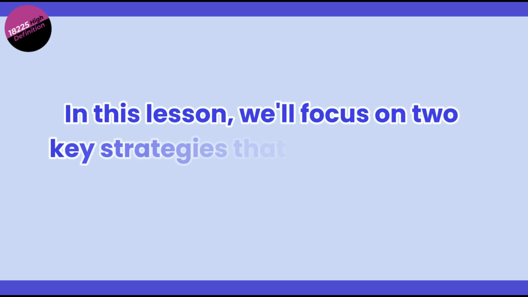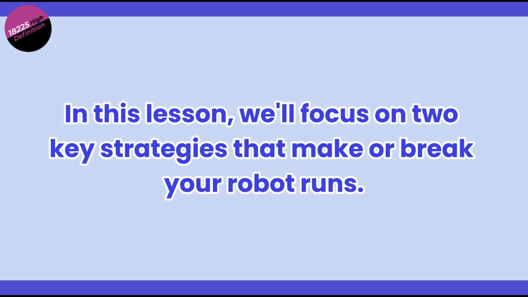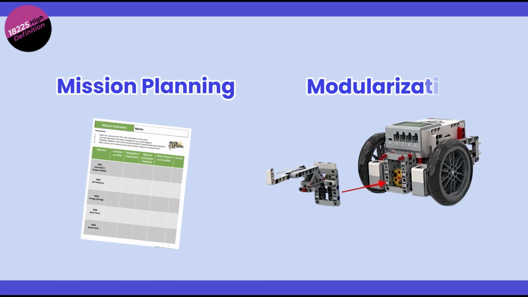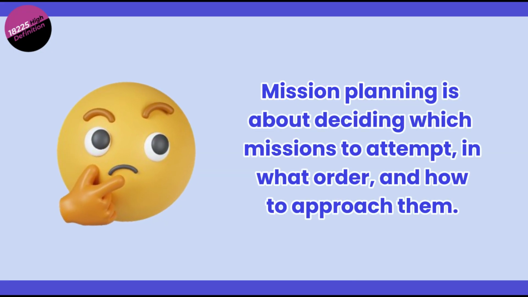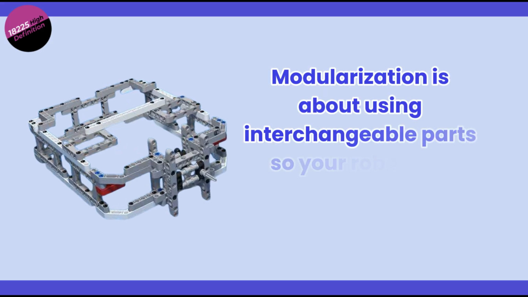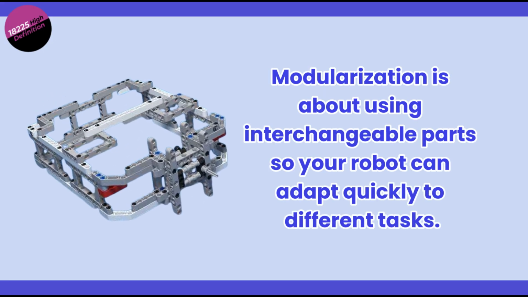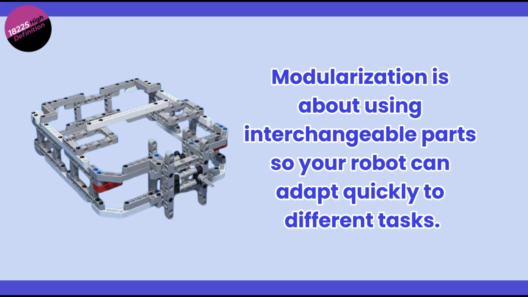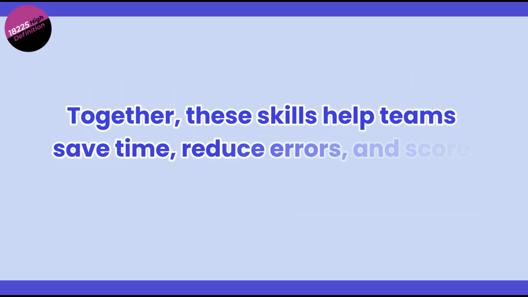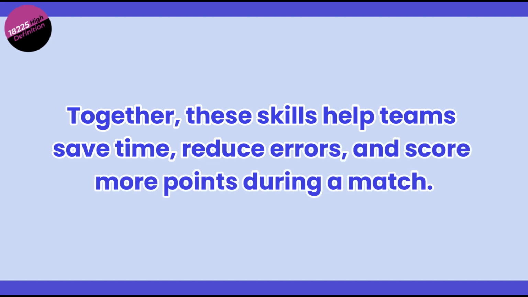In this lesson, we'll focus on two key strategies that can make or break your robot runs: mission planning and modularization. Mission planning is about deciding which missions to attempt, in what order, and how to approach them. Modularization is about designing your robot with interchangeable parts so it can adapt quickly to different tasks. Together, these skills help teams save time, reduce errors, and score more points during a match.